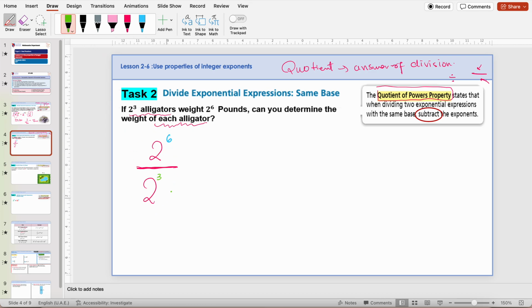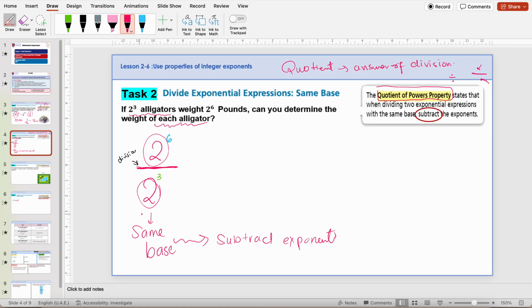Now, how can I solve this division problem? I can see clearly that I have a division here. It's a fraction, which is basically division. And what's common here is that they have the same exact base. Same base, and you have a division problem. The idea here is you can subtract exponents. So if you have division with same base, just subtract exponents.